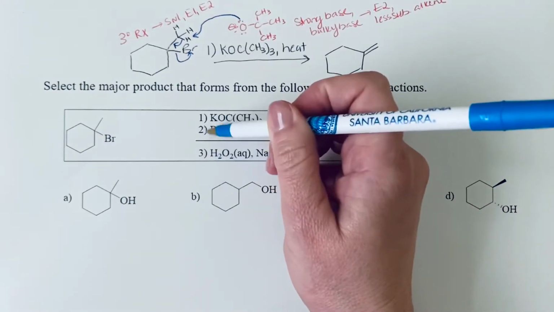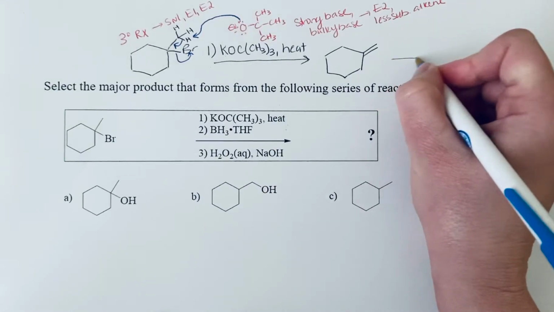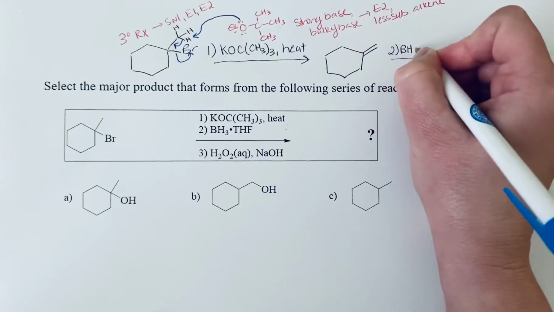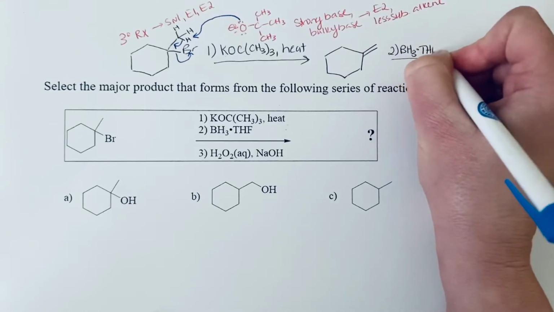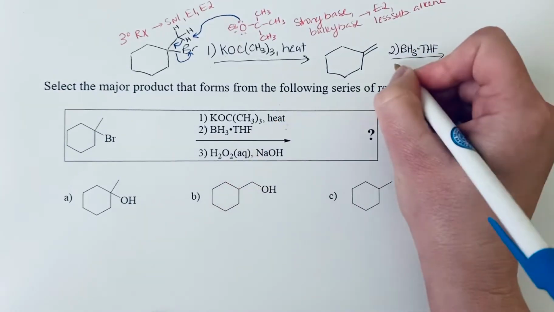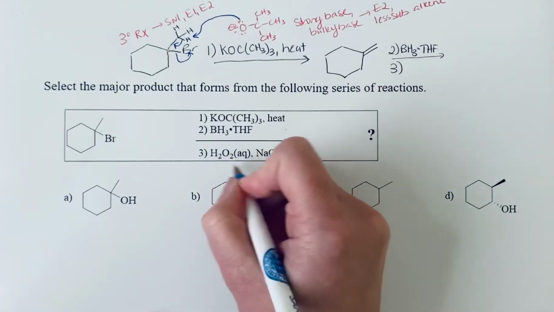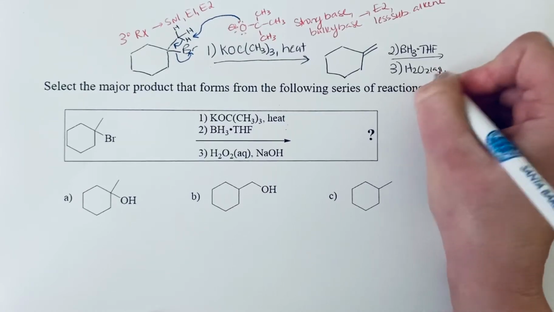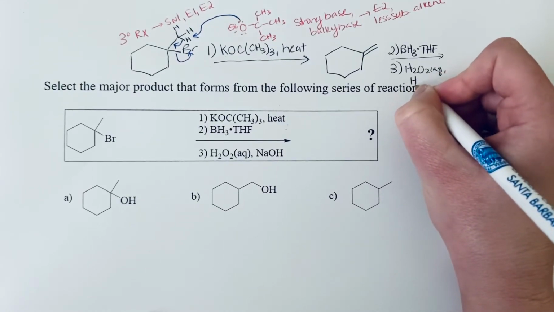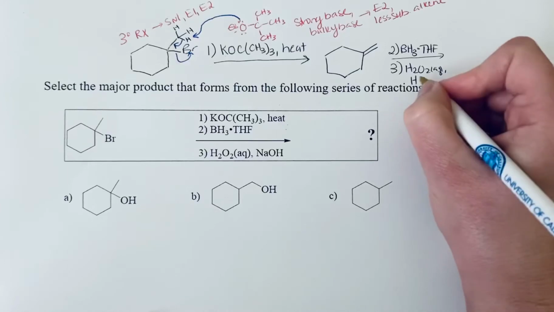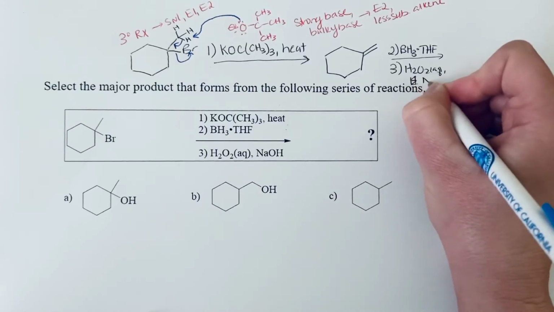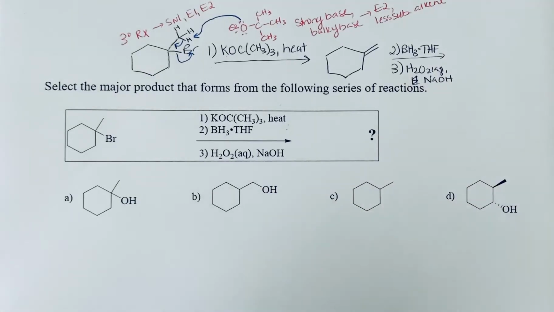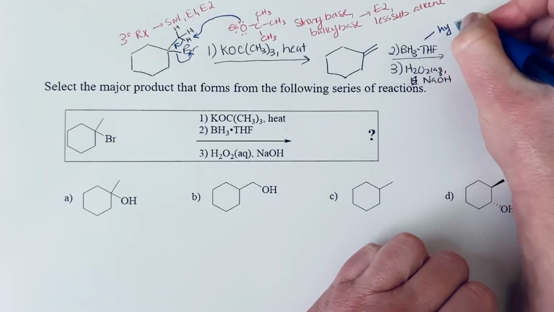And then we want to look at the remaining steps, and hopefully we recognize that these two steps go together. This is a process to take an alkene and do a hydroboration oxidation. So we react it first with borane and THF solvent, and then as the next step we use aqueous hydrogen peroxide and aqueous sodium hydroxide, NaOH. And so we hopefully remember that this is hydroboration oxidation.